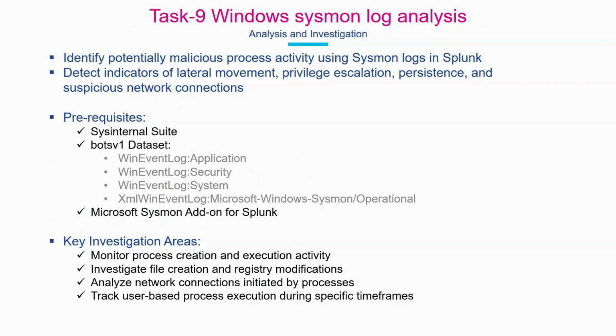Task 9 was about Windows Sysmon log analysis. In this task, we identified potential malicious process activity using Sysmon logs in Splunk. We detected indicators of lateral movement, privilege escalation, persistence, and suspicious network connections. There are some prerequisites for this task. We installed the Microsoft Sysmon add-on for Splunk. We installed the Sysinternals suite, and used the Boss of the SOC dataset.